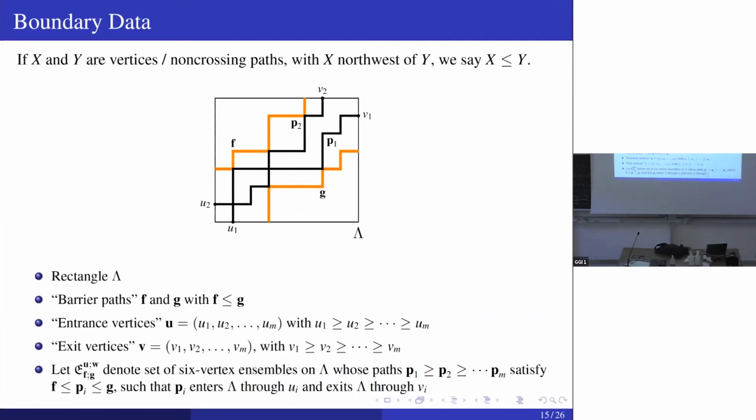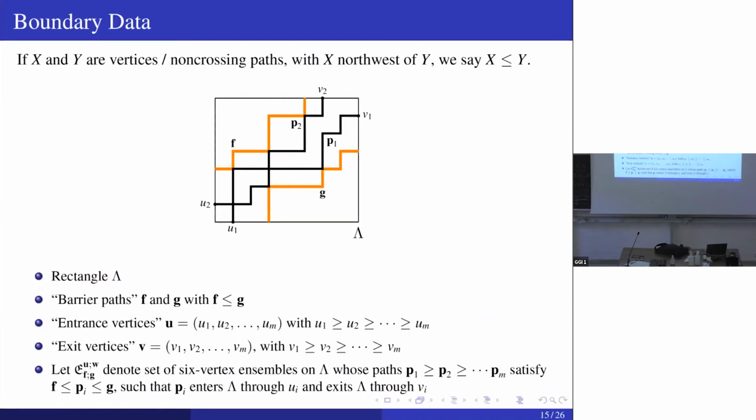So now we have some rectangle lambda, and we'll have some barrier paths such that all of our 6 vertex paths lie between them. These are these orange paths here, which I'll call F and G. We'll let the entrance vertices for our 6 vertex model be U1, U2 all the way up to UM, and the exit vertices be V1, V2 all the way up to VM. So U1 and U2 are here, and V1 and V2 are here.